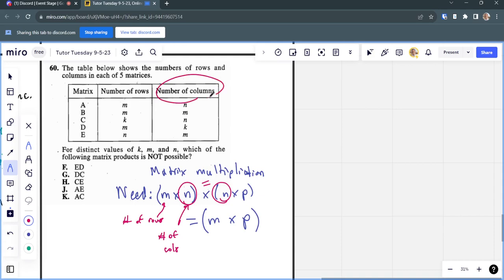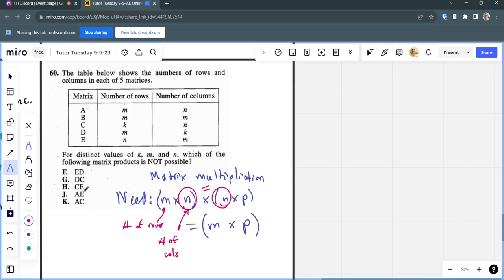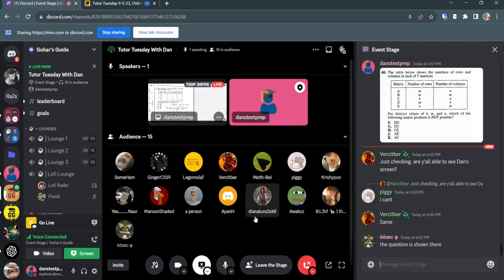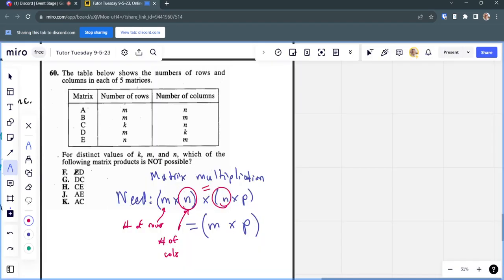Number of columns in the first one has to equal the number of rows in the second matrix. So let's just check some of these products and eliminate which ones are possible or not. So E times D. Matrix E has n rows and m columns. Actually, let me highlight this in a distinct color for each one. Something that stands out, orange.